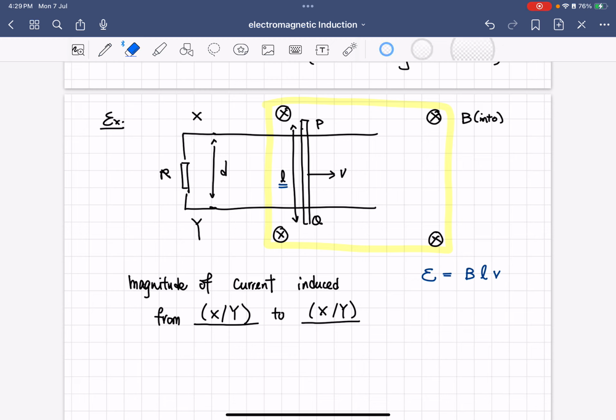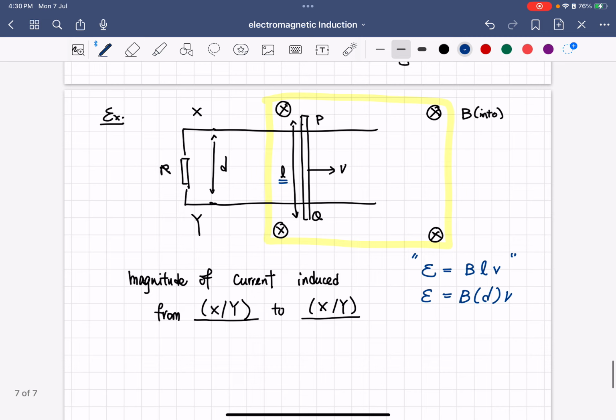So for the substitution, we can use the B they give, but we should actually use D in the question. In general we call it BLV, but in this question, the length we should use is D, times the V. So now we have this. And how to find the current? We have V equals IR, so the EMF over the resistance R. Therefore the magnitude of the current induced will be equal to BdV over R.